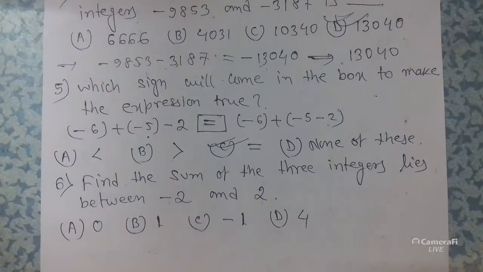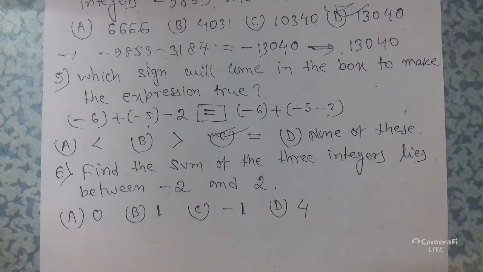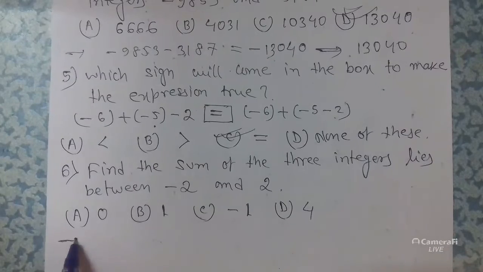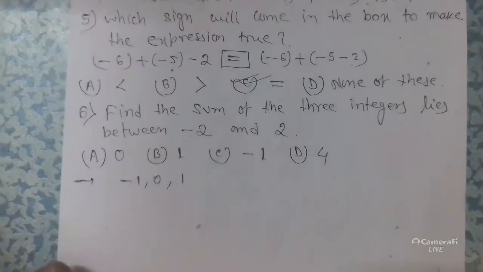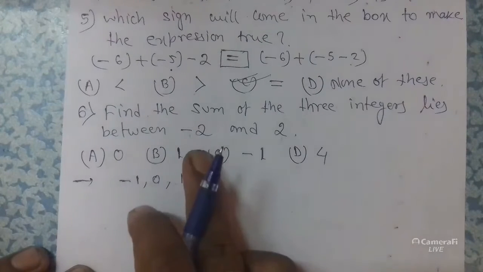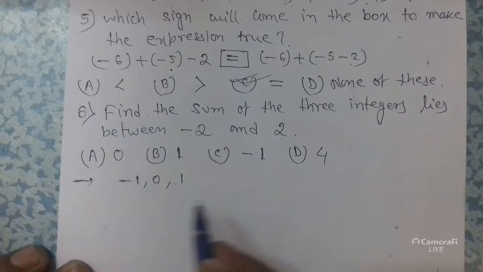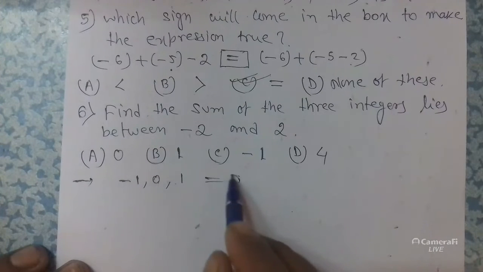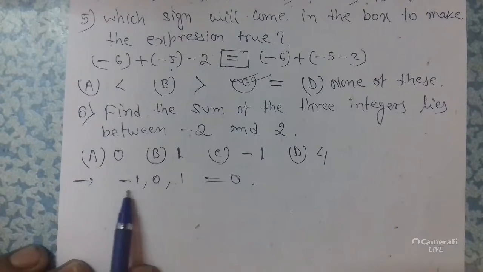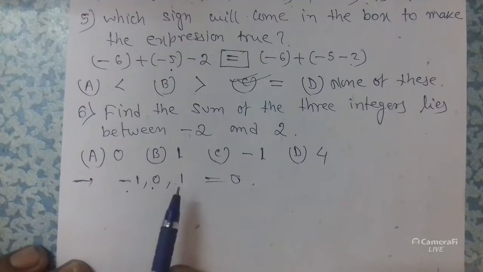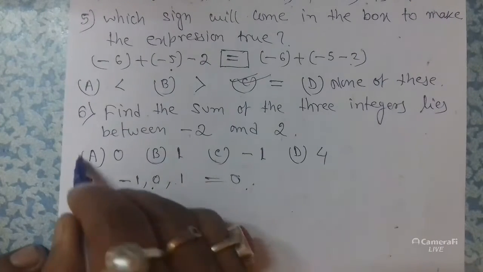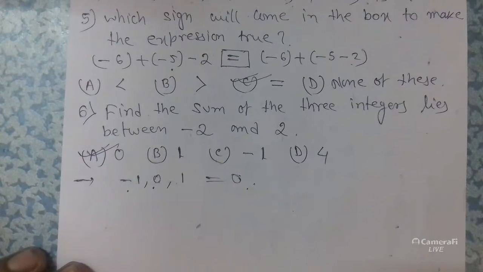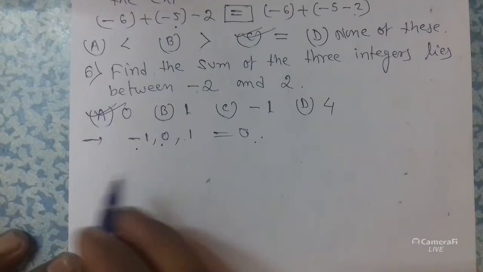So to find the answer, at first we have to find how many integers are there in between -2 and 2. So in between -2 and 2, the integers are -1, 0 and 1. These three integers are there in between -2 and 2. Now if we add these three numbers, it will be 0, because -1 plus 0 is -1 and -1 plus 1 is 0. So option A is the correct answer. Next problem.